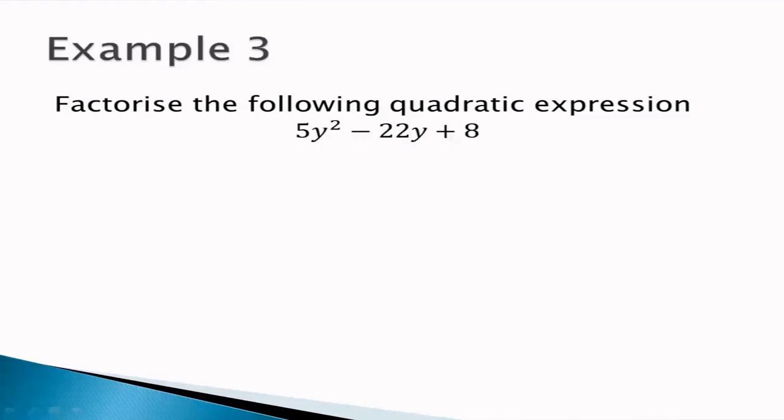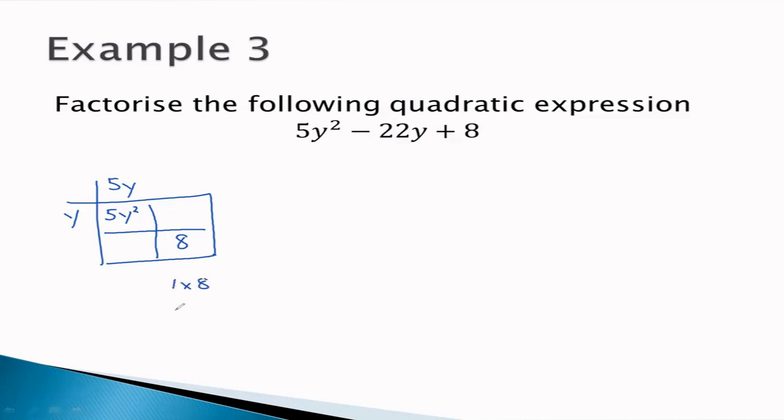5y squared minus 22y plus 8. So again, I draw this out. What do I write here? 5y squared and positive 8. Now again, 5y and y will give me the product 5y squared. And 1 times 8 gives me 8, and 2 times 4 gives me 8.